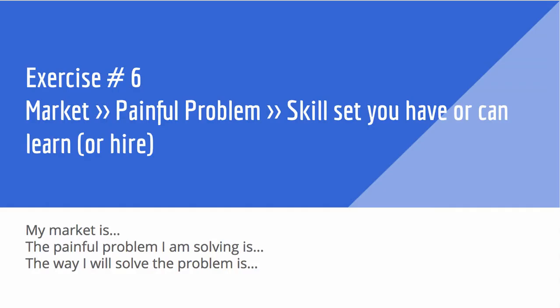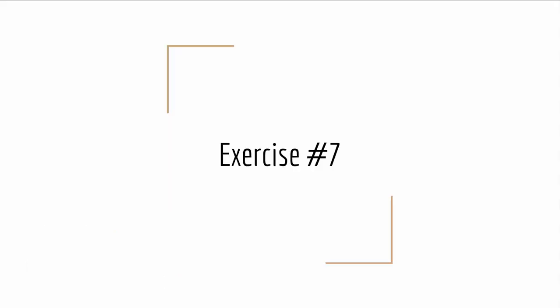Now what we're going to do here is choose which of those painful problems you should go after. So what you're going to do is write down your market. You're going to say my market or niche is, the painful problem I am solving is, and the way that I will solve this problem is. So you want to pick a problem that you can solve with the skill set you have, a skill set you can learn, or a skill set that you can hire out. So try and pick the most painful problem there you think is the most pressing for people that are willing to pay to have it solved and that you're going to be able to come up with a solution for. And then move on to exercise number 7.